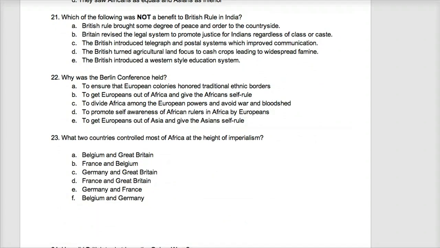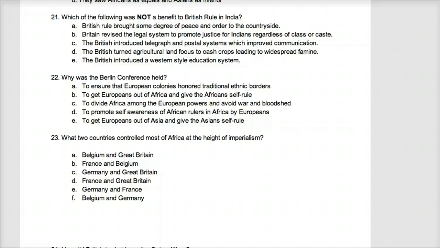21. Which of the following was not a benefit to British rule in India? Was it A. British rule brought some degree of peace and order to the countryside? B. Britain revised the legal system to promote justice for Indians regardless of class or caste? C. The British introduced telegraph and postal systems, which improved communication. D. The British turned agricultural land focus to cash crops, leading to widespread famine. Or E. The British introduced a Western-style education system.